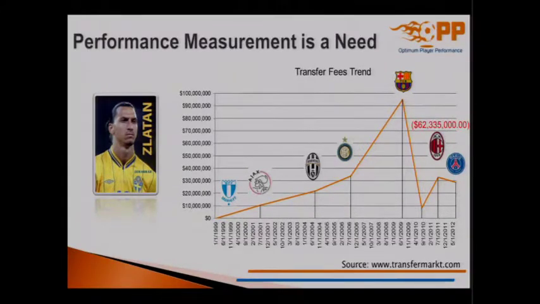It took him 10 years to reach a high peak of $92 million, where Barcelona bought him. 10 years, but in only 2 years, his market value dropped to $30 million. That's when Milan bought him. So the loss for Barcelona was $62 million.